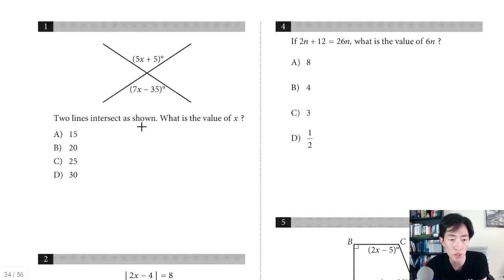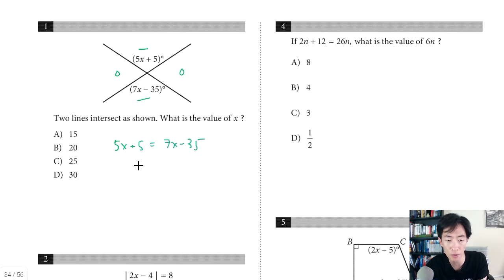Question 1, two lines intersect as shown. What is the value of x? Whenever two lines intersect, the vertical angles are congruent, meaning this one, as well as this one and this one. The easiest way to do this is probably just to set them equal to each other.